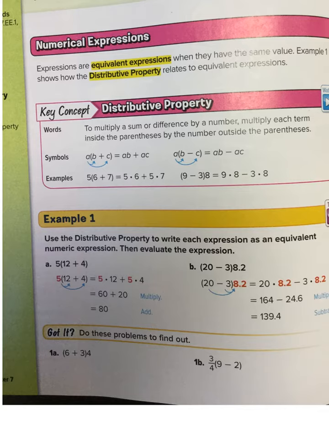Example 1 says, use the distributive property to write each expression as an equivalent numeric expression. Then evaluate the expression. Evaluate means to solve. So when you're done, you should have a numerical answer.